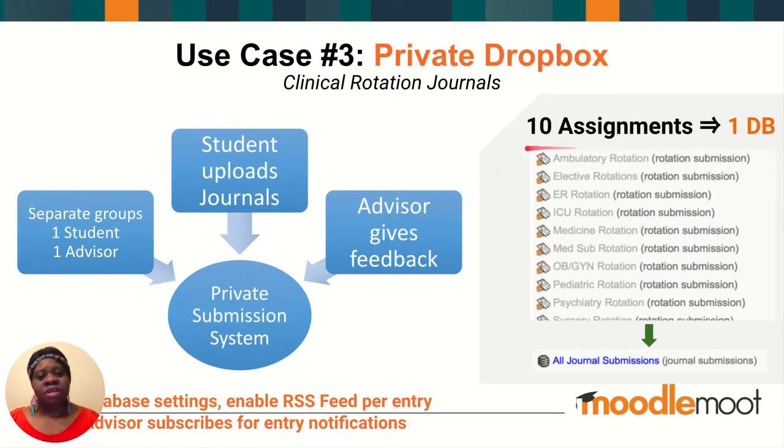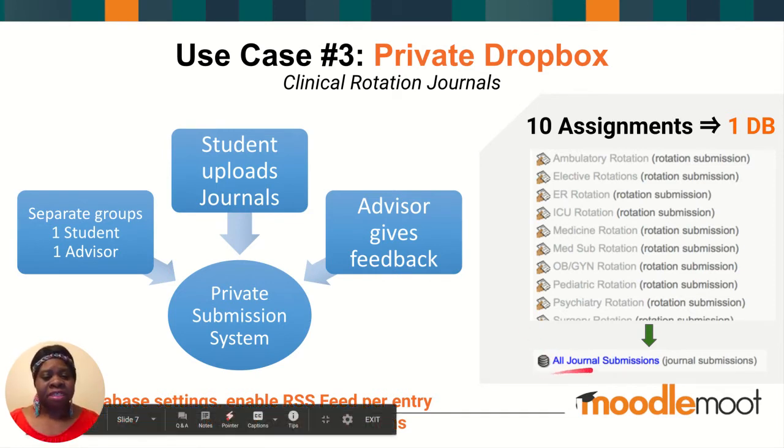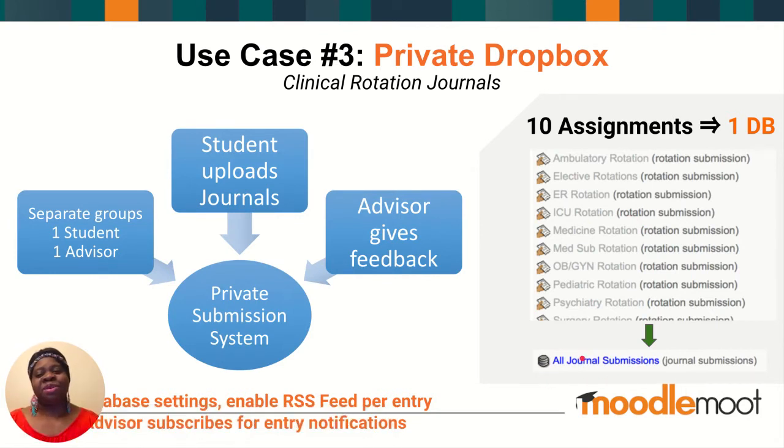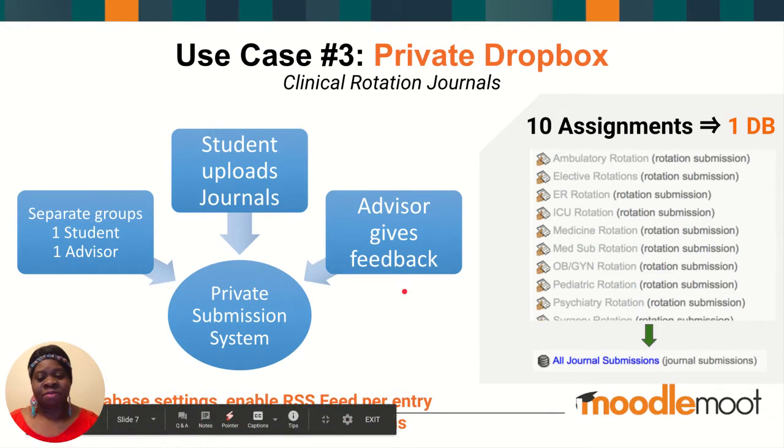Okay. There was a medical school that had students doing clinical rotations, and they needed to submit journals for each rotation that they completed. They had 10 separate assignment activity links on their course page, and each had to be put into a particular grouping, and it was very messy and all over the place. Not a very neat way to see whether the student has completed all the requirements for all rotations in one place. But by creating a database activity, 10 links were reduced to one. Very neat and tidy on the course page, and very efficient in terms of managing.